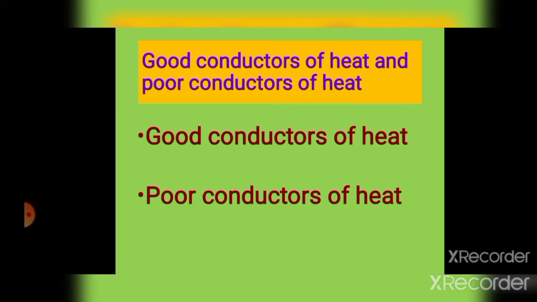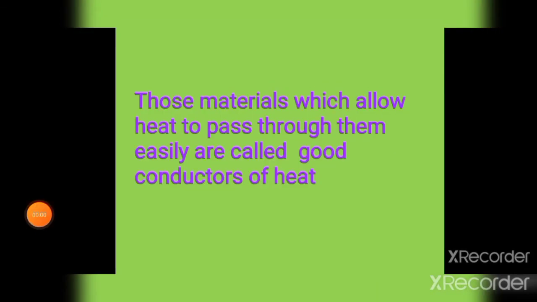So here, some materials conduct heat easily whereas other materials do not conduct heat easily. So, on the basis of conduction of heat, all the materials are classified into two groups: good conductors of heat and poor conductors of heat. Now we will discuss good conductors. Those materials which allow heat to pass through them easily are called good conductors of heat.